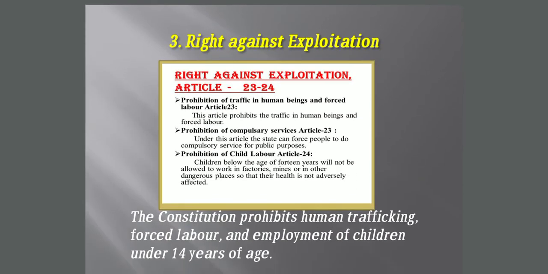Right against exploitation consists of three main things. It is between Articles 23 and 24. First of all, human trafficking is not allowed; it prohibits this kind of practice, meaning selling and purchasing of humans, like in earlier colonial times when slaves used to be sold and purchased. This kind of system is no more in practice.